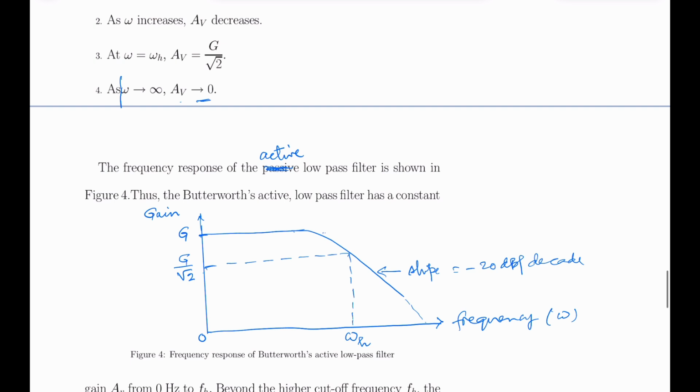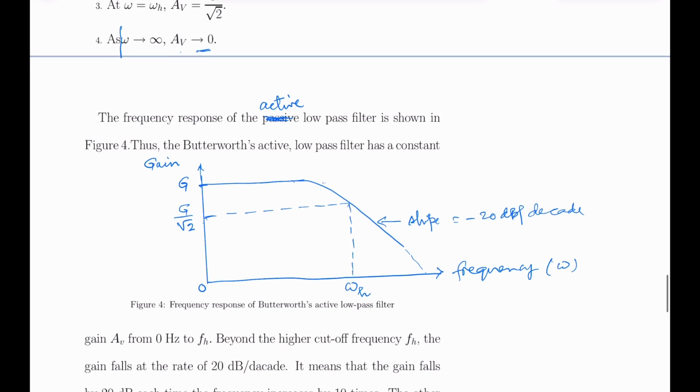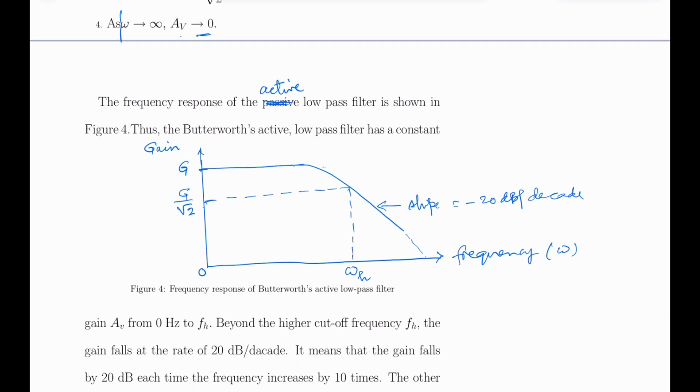So the frequency response of the active low pass filter is shown in figure 4. On the x-axis we have frequency, on the y-axis we have gain. The gain falls as the frequency increases, and at omega equal to omega h, the gain falls to G upon root 2, or 1 by root 2 times its gain at omega equal to 0. The slope of this curve is minus 20 decibel per decade. This means that when the frequency increases by 10 times, the gain falls by 20 decibel.